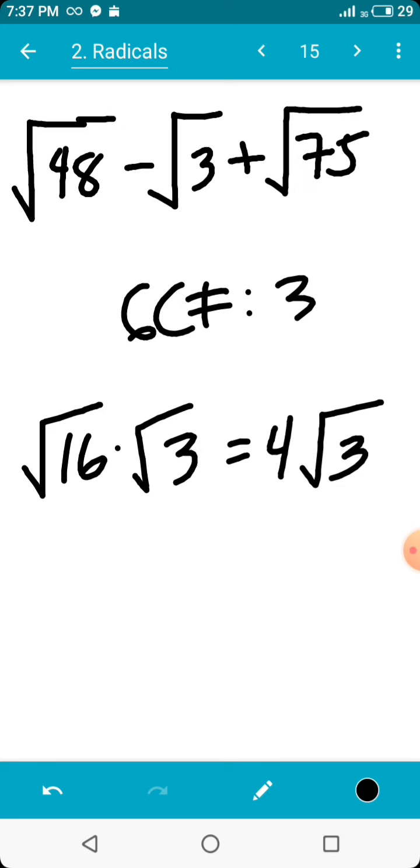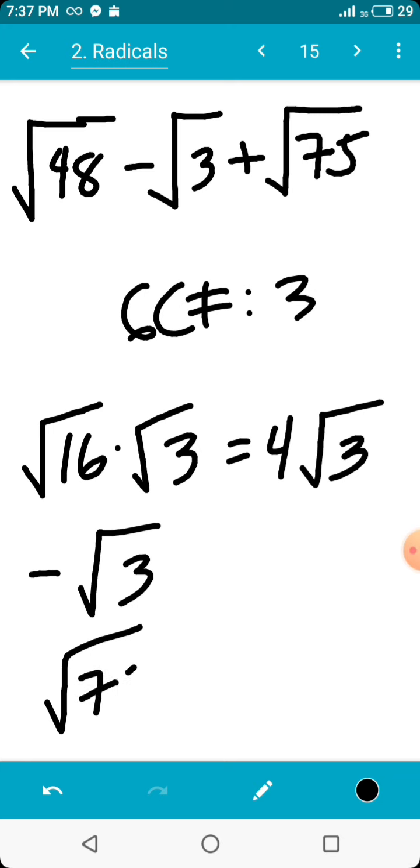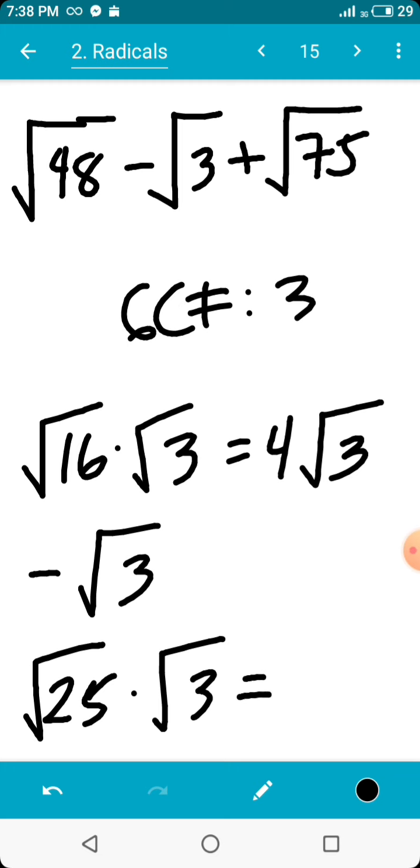Okay? Tapos, yung negative square root of 3, as is lang yan kasi nga, hindi naman perfect square si square root of 3. And then, yung positive square root of 75, kung i-rewrite natin yan, so ano yung i-multiply natin sa 3 para maging 75? And that is 25. So, pwede natin i-rewrite na square root of 25 times square root of 3. And square root of 25 is 5. And just copy the square root of 3.